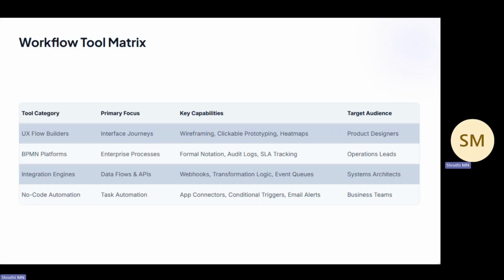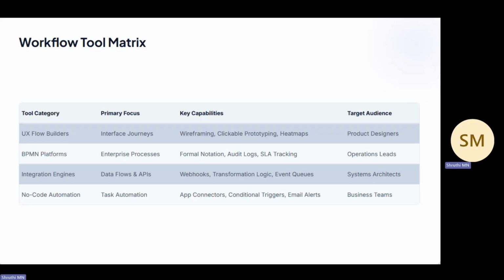Now let's look at the categories of workflow tools. The first category is workflow filters. These focus on interface journeys and can support wireframing, clickable prototypes, and heat maps. The second category is BPMN platforms. These are focused on enterprise processes, formal process notation, audit logs, and SLA tracking.